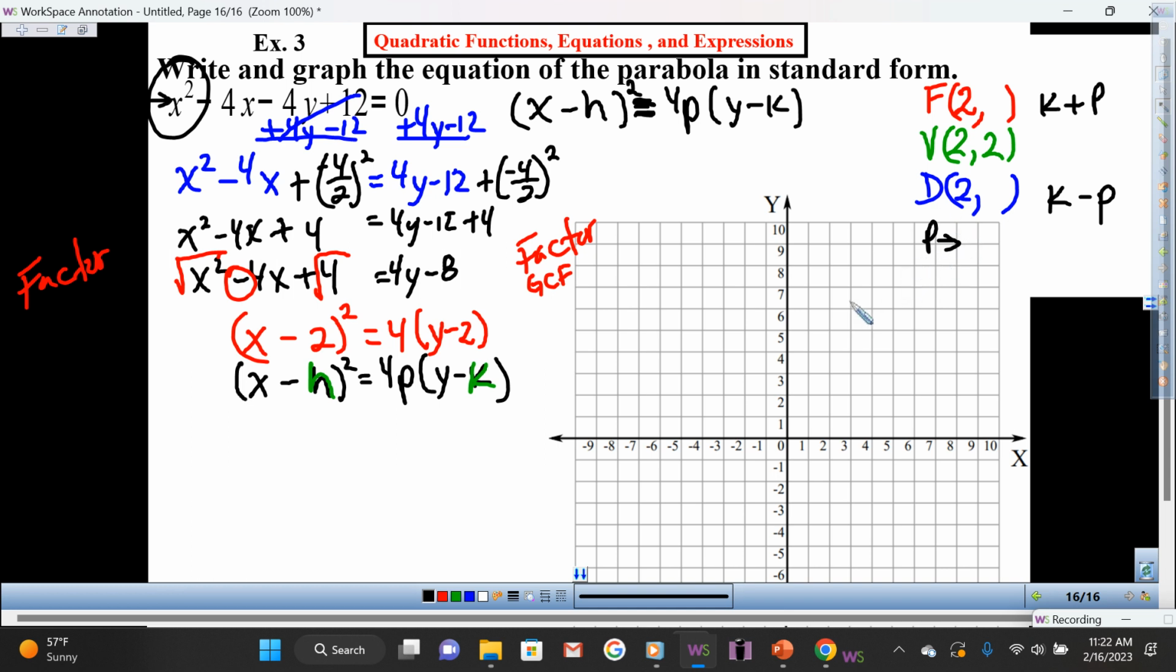So look up to the screen. You're going to miss it. We need to know what P is. Box this and make that into an equation. 4P equals to what? 4. And solve. Divide by 4, divide by 4, P equals 1.